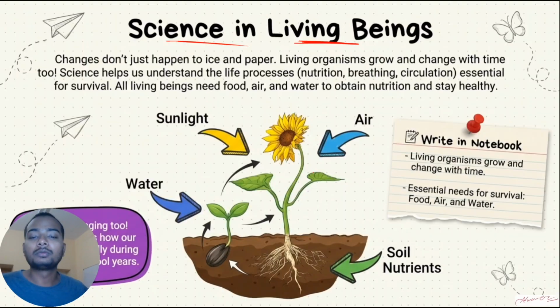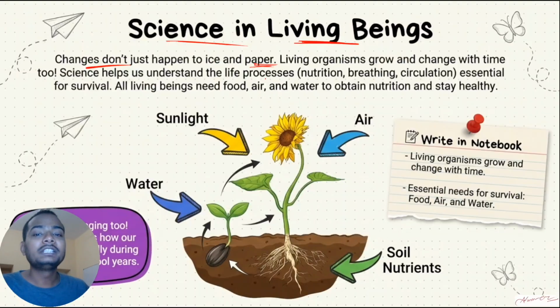How you are able to walk, how you are able to talk, what physical activities you can do, all those things come from the physics and the biology. So in living beings, everything is coordinated with science, not just one subject like biology, physics, or chemistry. Everything is there which coordinates the living being. So it says that basically the changes don't just happen to ice and paper.